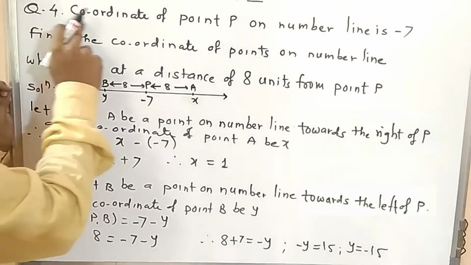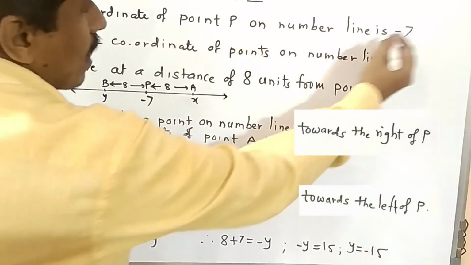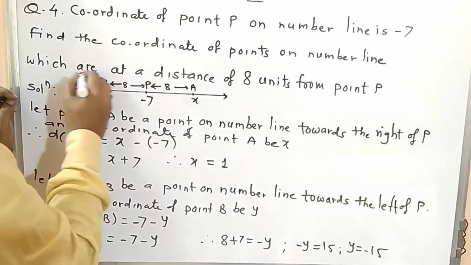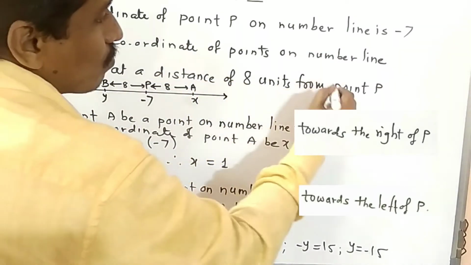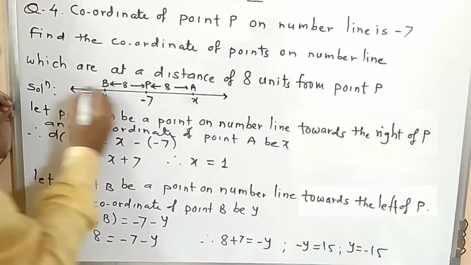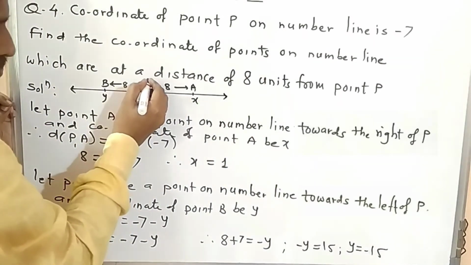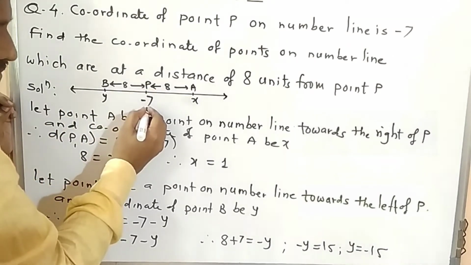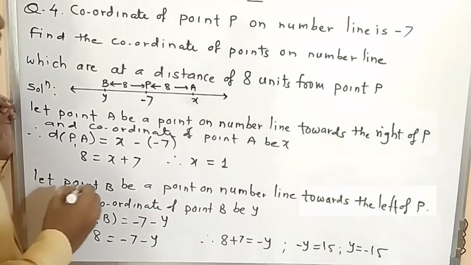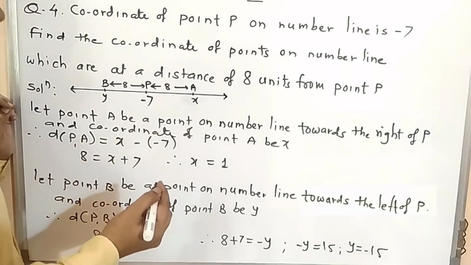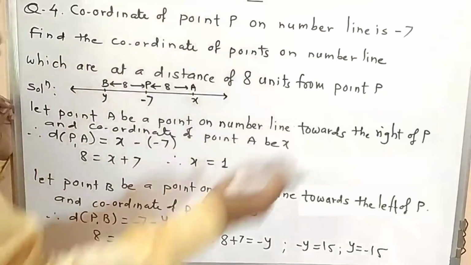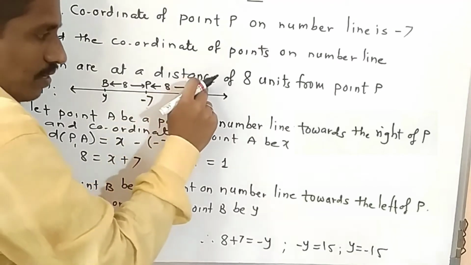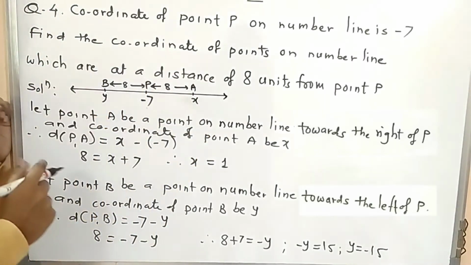Question number 4. Coordinate of point P on a number line is -7. Find the coordinate of a point on the number line which is at a distance of 8 units from point P. Suppose this is a line where point P has coordinate -7. You are asked to find the coordinate of the point at a distance of 8 units. It is not given whether it is on the left hand side or right hand side. So the point will be either on the right hand side or on the left hand side.